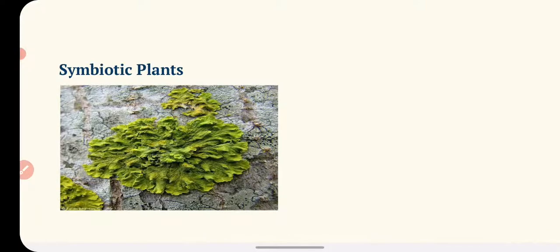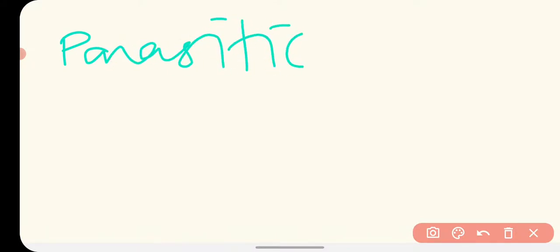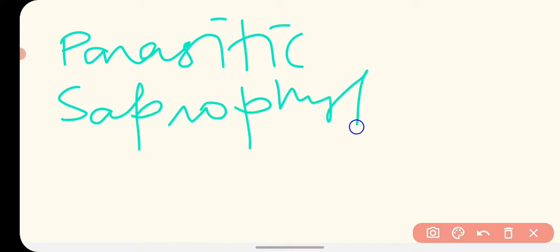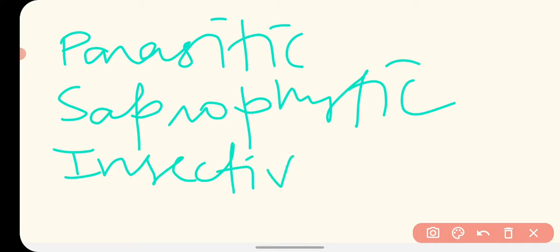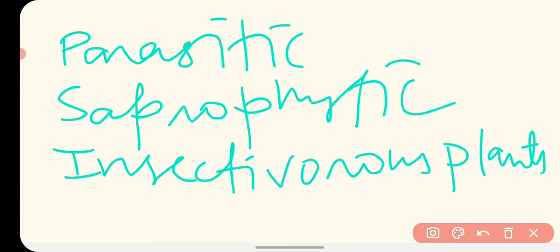So in heterotrophic nutrition we have discussed four kinds of nutrition. The first is the parasitic mode of nutrition. Second, we discussed the saprophytic mode of nutrition, and third, we studied insectivorous plants, and fourth, we discussed the symbiotic relationship.